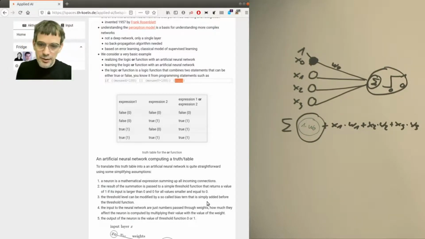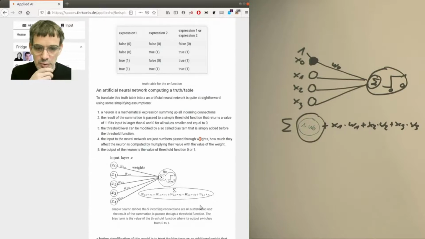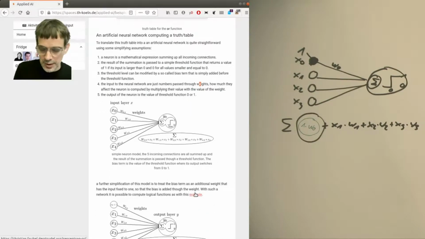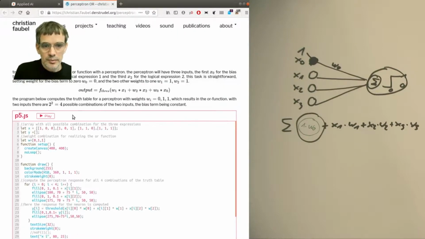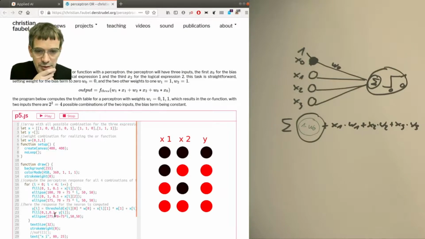I've prepared the code for this in this example here, where I start this example. It basically produces the truth table as a visualization to check that our result is the right one.